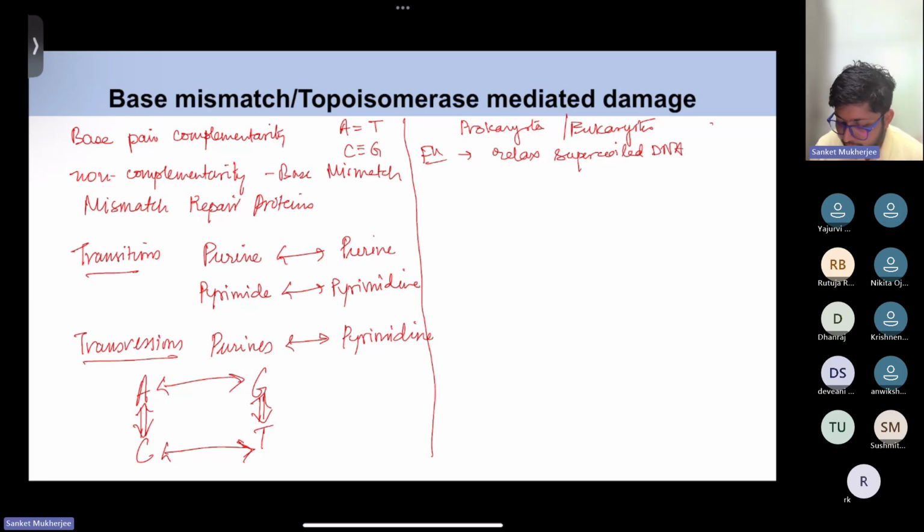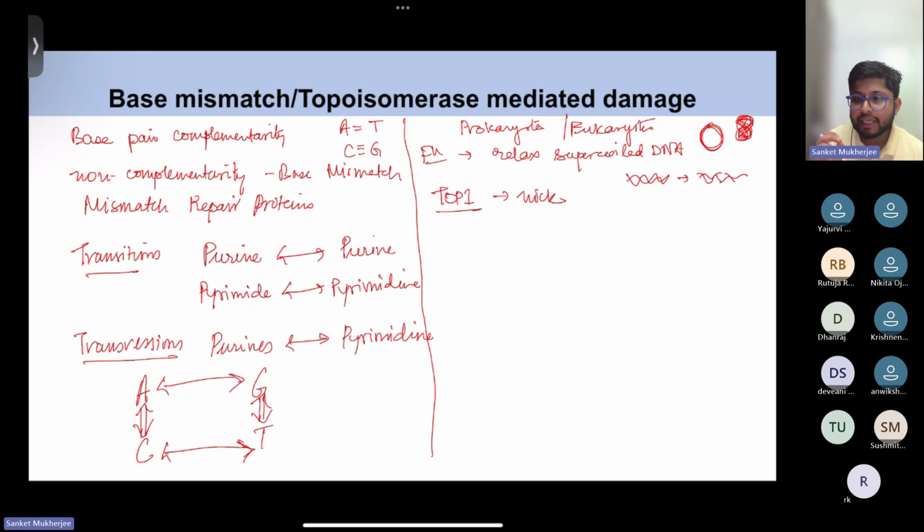Let's say in the case of E. coli, there's a circular DNA, but it doesn't remain circular. It's usually supercoiled like this. So these supercoils are unwound using DNA topoisomerases. If we see TOP1, topoisomerase 1, it produces a nick. So a nick, let's say this is DNA, would be a small break in one of the strands, and this break will help the DNA to uncoil itself.